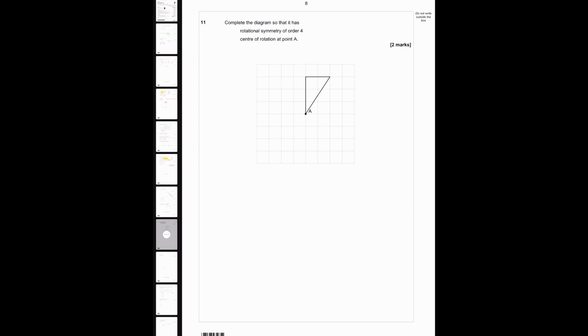Let's have a look at question 11, which says, complete the diagram so that it has rotational symmetry of order 4 and a center of rotation at point A. Since it says it has rotational symmetry of order 4, that means that we need the shape to appear 4 times. We already have the shape once, so we need to add 3 more to our diagram.